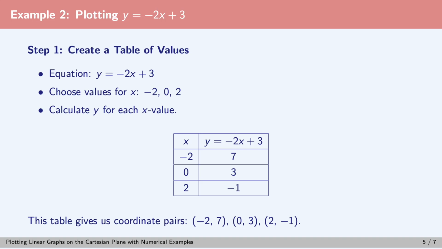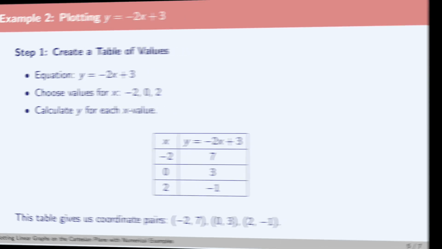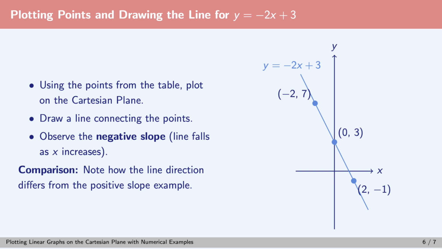Next, for x is 0, y equals -2 times 0 plus 3, which is 3. So in row 2, column 2, we have x as 0 and y as 3. And when x is 2, y equals -2 times +2 plus 3, which is -1. So in the last row, we have x as 2 and y as -1. All right, let's give that a think. Ready? Let's flip over to the next page and plot these points.